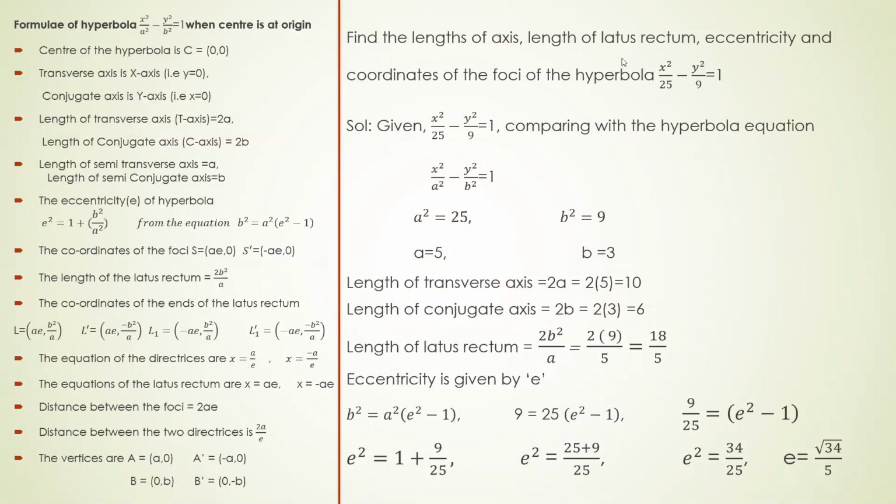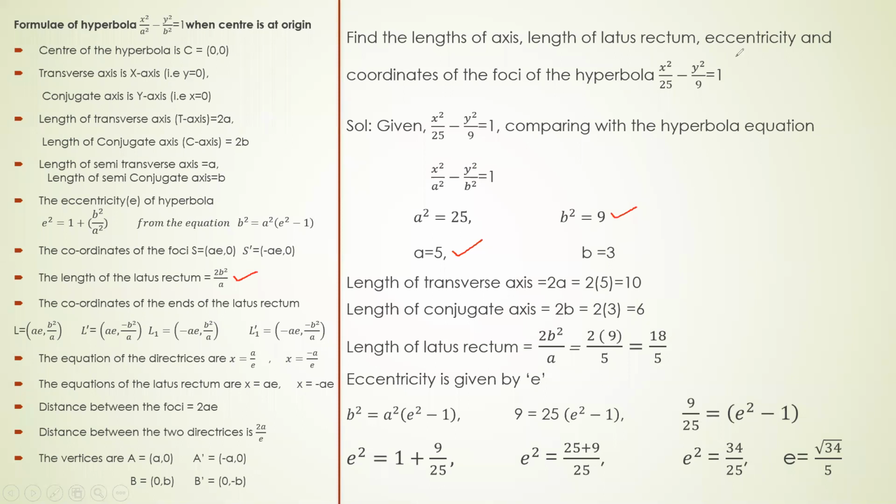Now let us find out the length of latus rectum. As per the formula, length of latus rectum is 2b square divided by a. So we will make use of that formula here. Length of latus rectum is equal to 2b square divided by a. The b square value we already know is 9, and the a value is 5. So we will substitute here. 2 into 9 is 18, and then 5 as it is. As we cannot cancel it directly, we can leave it as it is.